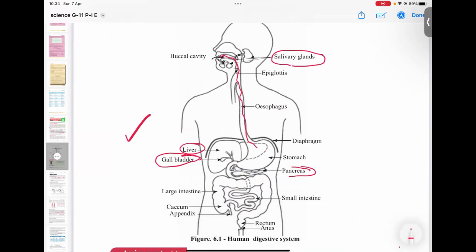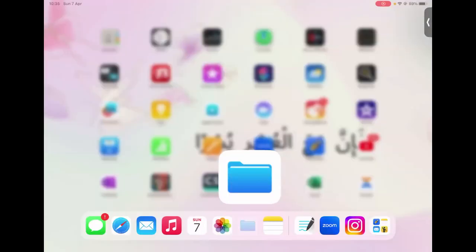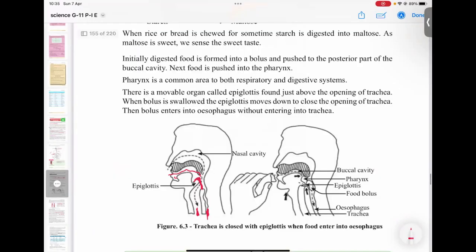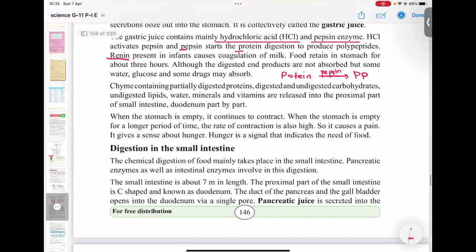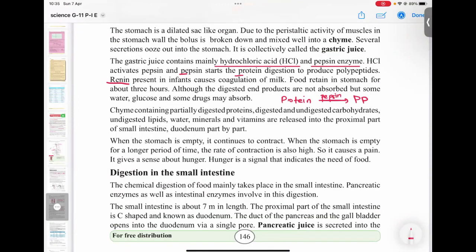So the part close to the stomach is the proximal part. This part close to the large intestine is the distal part. Always, proximal means close to your body, closer. Distal means it's away. Okay, so it will be pushed into the proximal part of your small intestine. We have a special name for the proximal part of the small intestine, which is called the duodenum.